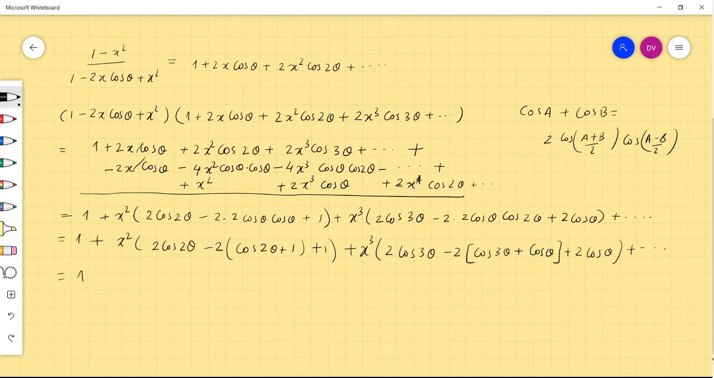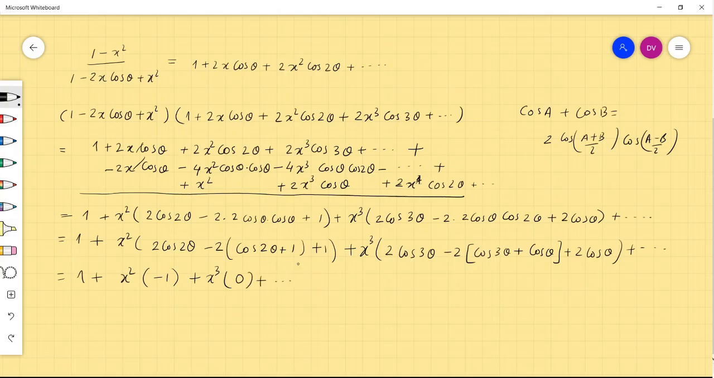So this is equal to 1 plus x² times, you can cancel this 2 cos 2θ term, then remaining will be −2 + 1, that is −1, plus x³ times, you can cancel this cos 3θ using this, and the remaining will be −2 cos θ, and again that can be cancelled with this 2 cos θ, so that will be 0, plus so on.